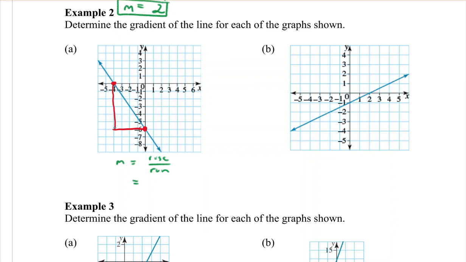6. Yeah, you're counting those spaces. It's 6. And the run, 1, 2, 3, 4 spaces. So 4 for the run. Is it uphill or downhill? Downhill. So we're going to put a minus sign in. And that fraction will simplify.